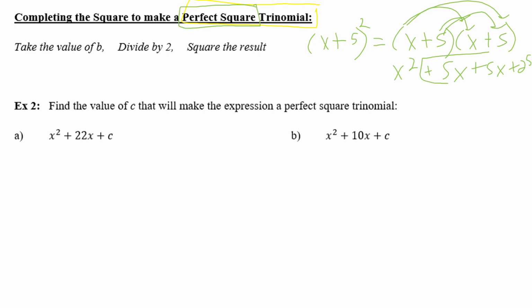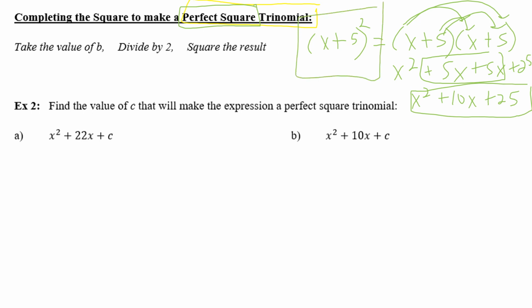We combine like terms. We end up with x squared plus 10x plus 25. That right there would be considered a perfect square trinomial because it has three terms and it was a perfect square. It was something times itself. Okay, so that's sort of what we're trying to do here. And it'll be useful too in more examples as we go on to help us eventually solve for x.